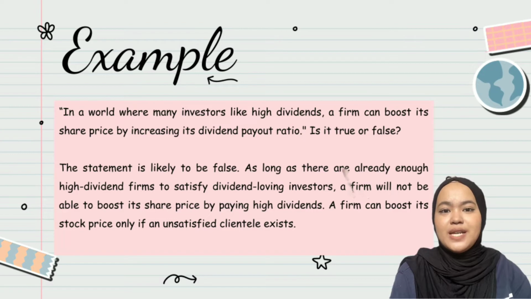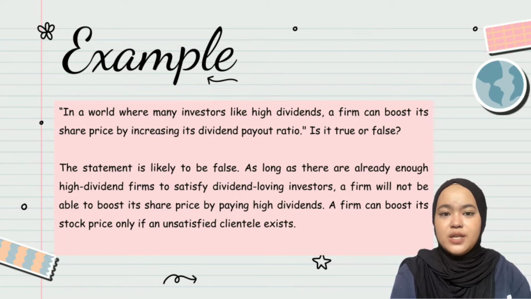Now, I will continue with the example. In a world where many investors like high dividends, a firm can boost its share price by increasing its dividend payout ratio. Is it true or false? The statement is likely to be false. As long as there are already enough high dividend firms to satisfy dividend-loving investors, a firm will not be able to boost its share price by paying a high dividend. A firm can boost its stock price only if an unsatisfied clientele exists.